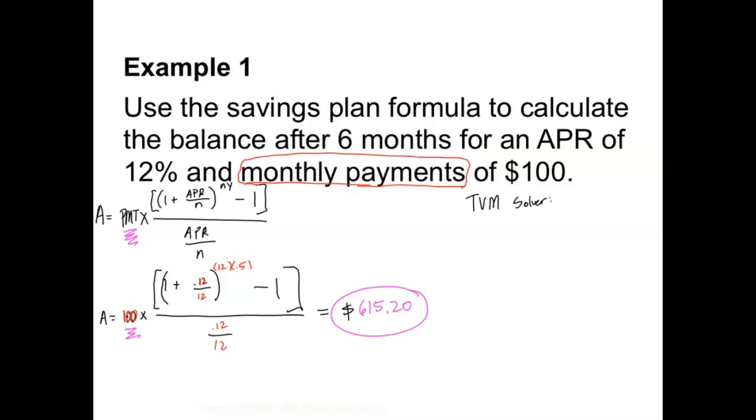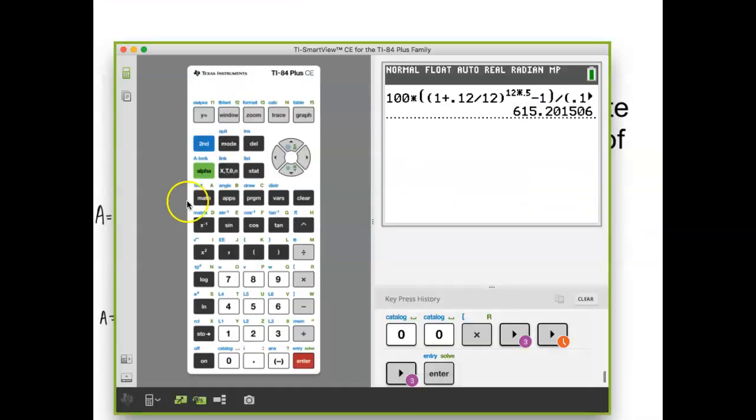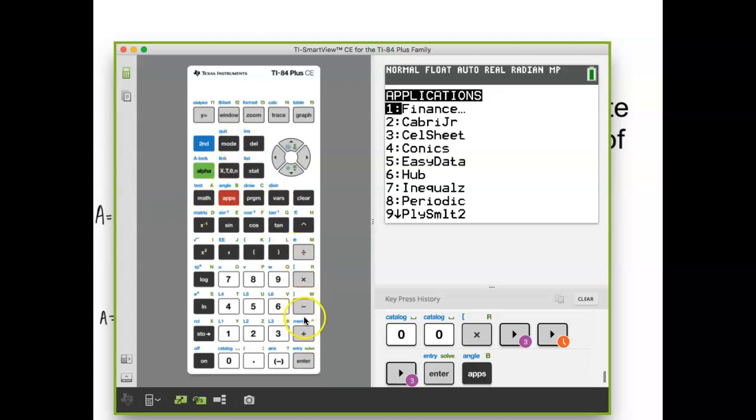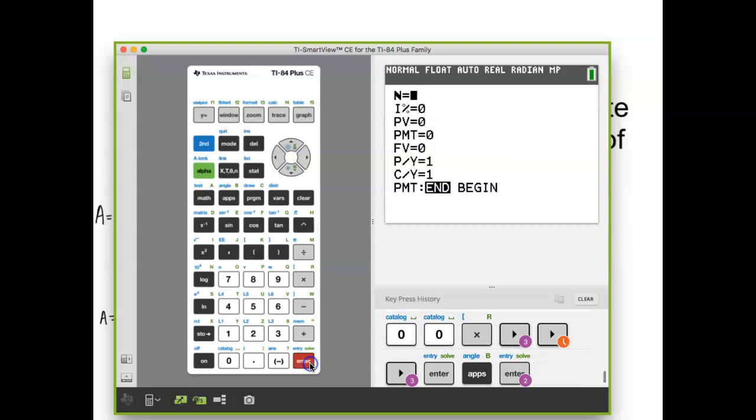TVM stands for Time Value Money Solver. And all the TI 83s and 84s come pre-programmed with it. So that's going to be in apps. You're going to go into finance. So I clicked apps, which is right next to the math button. We're going to click finance. And it's the first option. It's your TVM solver. All right, we're going to define all these entries.